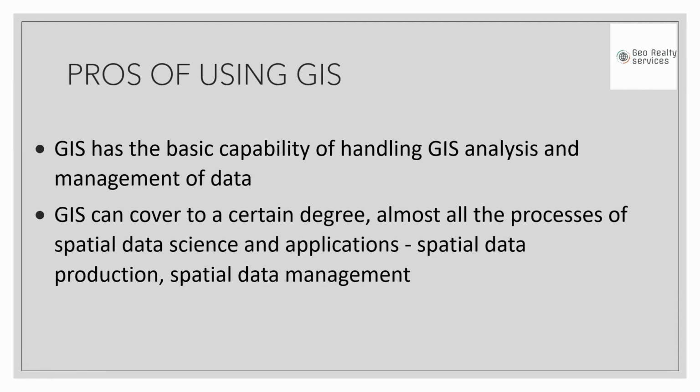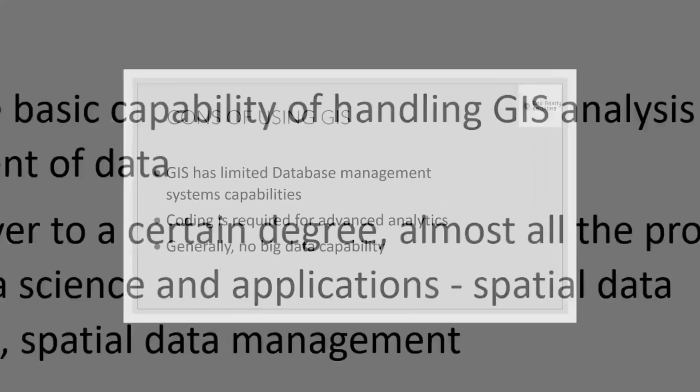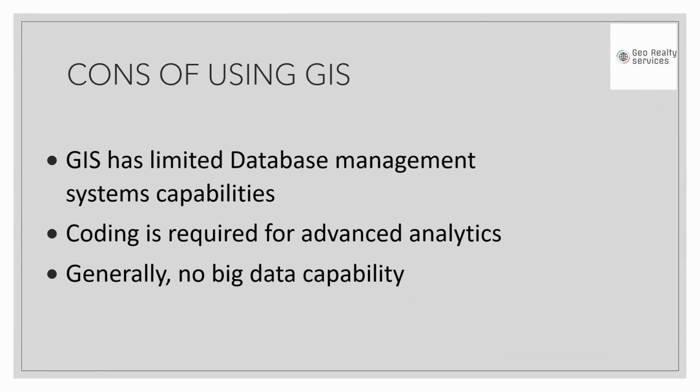The pro of using GIS is that it has a basic capability of handling GIS analysis and management of data. It can also cover, to a certain degree, almost all the processes of spatial data science and applications: spatial data production, spatial data management, basic query, geoprocessing, some advanced analysis, and geovisualization. It can do everything. On the other hand, GIS has the limitation that it can handle almost all aspects of spatial data science only with limited capability.